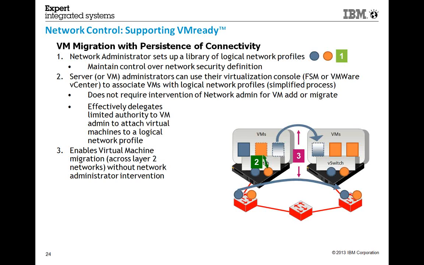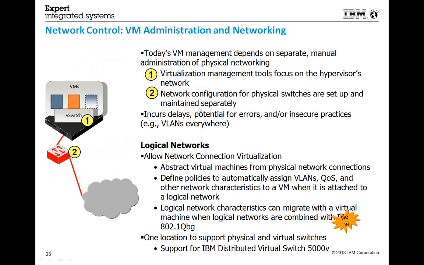So the network admin sets up a library of logical network profiles, which allows him to maintain his security. Okay. The server admins can then use their virtualization console, whether VMware, FSM, Flex System, or Hyper-V, doesn't matter, to associate the VMs with the logical network profiles created. So now, when you move your VMs, since a logical network profile is created on the switch, it doesn't matter. The switch knows where to direct the VLAN traffic, thus taking and fixing a lot of the other issues.